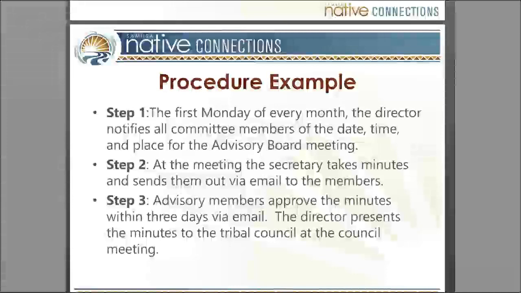Now in our first example, let's take a look at an advisory board procedure. As you can see, this is a step-by-step instruction that outlines who will do what, the steps they will take, and the documents to use. So we know that on the first Monday of every month, the director will notify the committee members of the date, time, and place of that advisory board meeting.